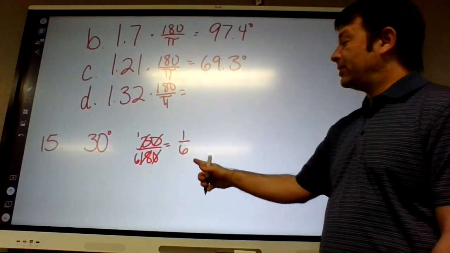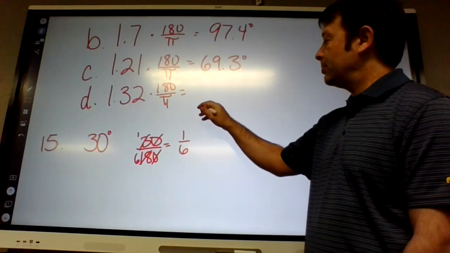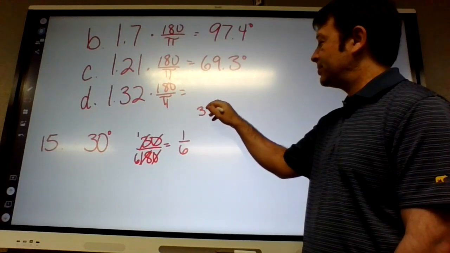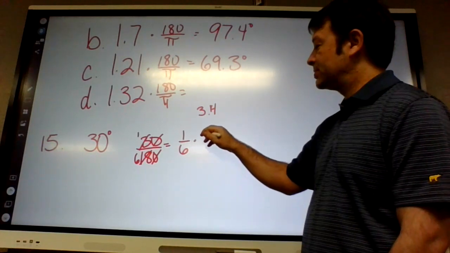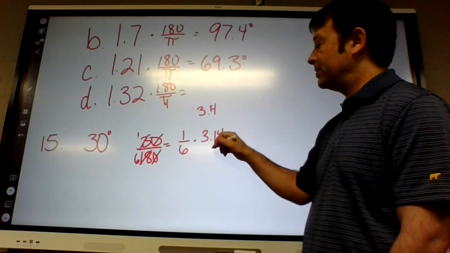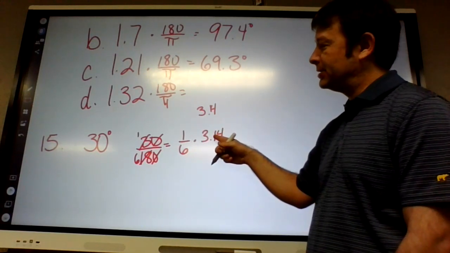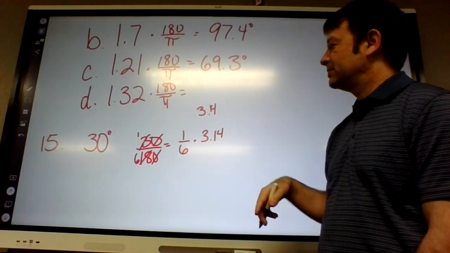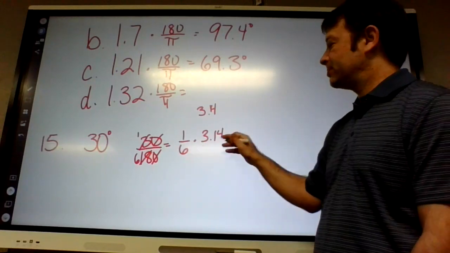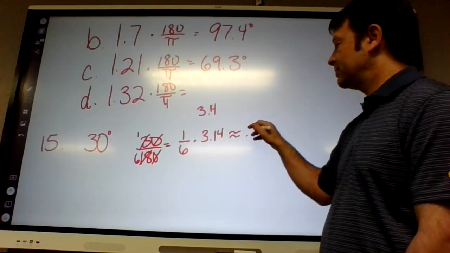Anyway, so pi radians is 3.14. So this should be 1/6 of about 3. So what's 1/6 of 3? About. We don't have to be exact. What's 3 divided by 6? 0.5. So, yeah.